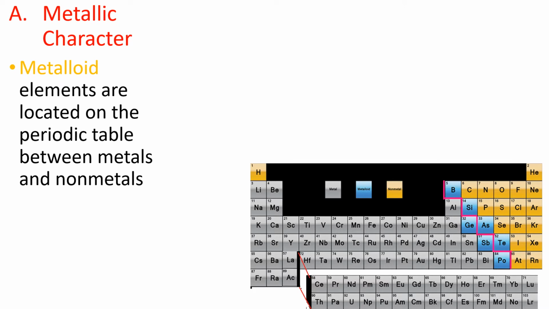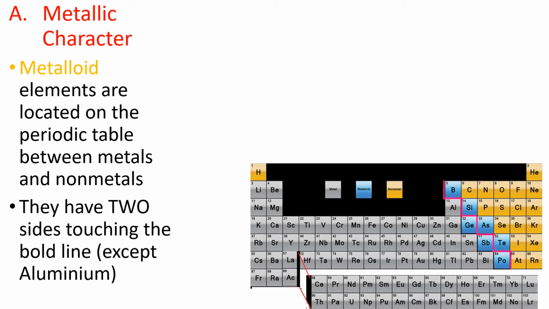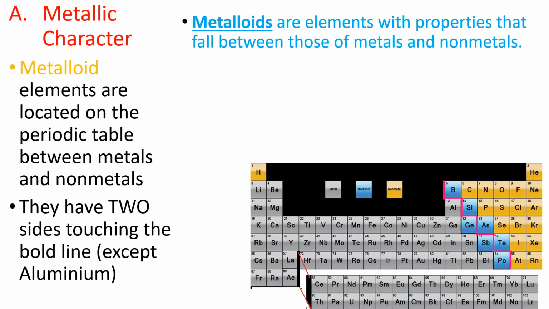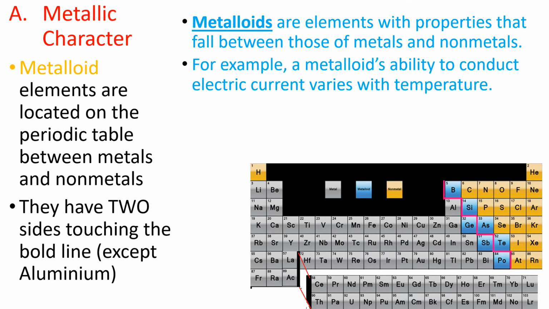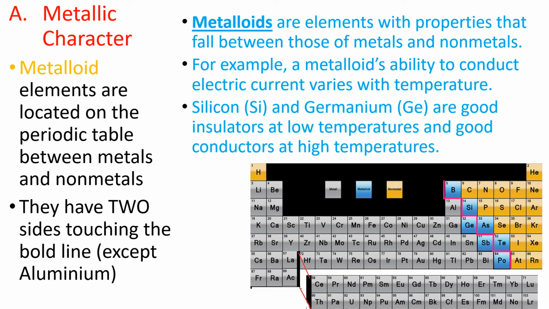Last but not least, we have our metalloids, and our metalloids are the elements that have two sides that sit on that bold line. Of course, we already discussed that aluminum is an exception. If you've ever seen aluminum foil, you know that it is a metal. Metalloids have properties that fall in between your metals and your nonmetals, and their properties tend to vary with temperature. For example, silicon is a great insulator at low temperatures, and germanium, the element just below it, is a good conductor at high temperature.